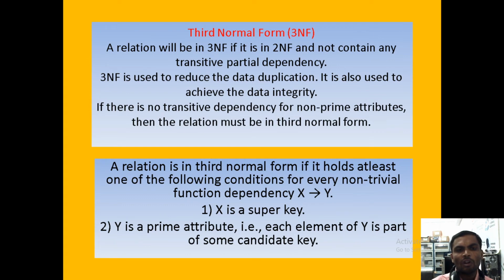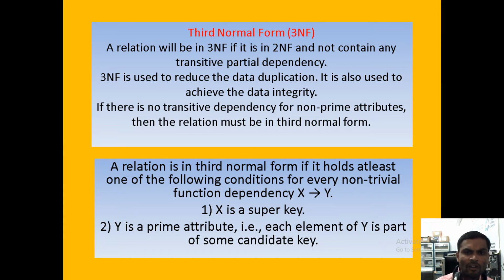Now if you want to talk about the third normal form, a relation is in the third normal form if it is in second normal form and does not contain any transitive partial dependency. Under the third normal form, the rule is that when you are converting to the third normal form, first we should convert to the first normal form, then the second, and then we go for the third.